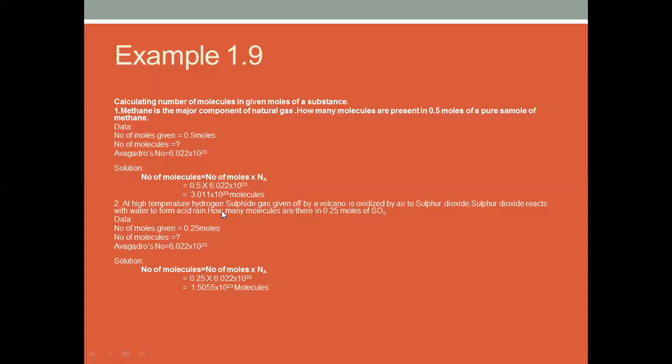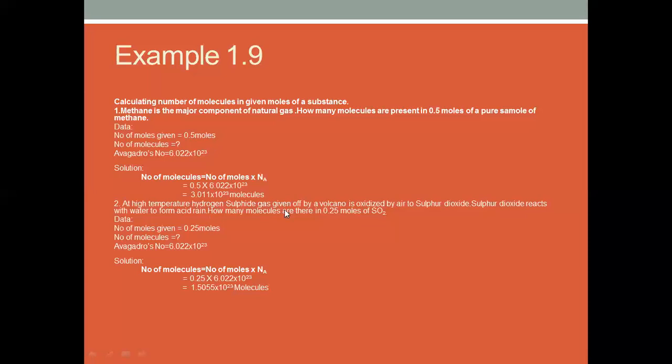At high temperature, hydrogen sulfide gas given off by a volcano is oxidized by air to sulfur dioxide. Hydrogen sulfide which emits out from volcanoes reacts with the oxygen in the air and forms sulfur dioxide. The sulfur dioxide then reacts with water, rainwater, and forms acidic rain.